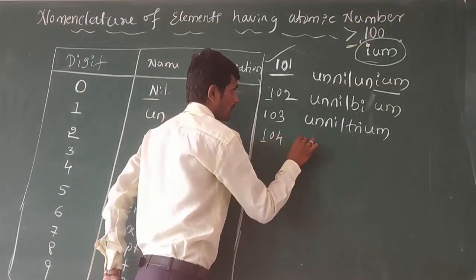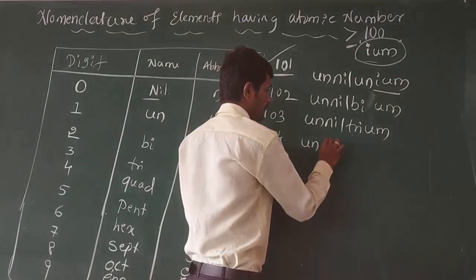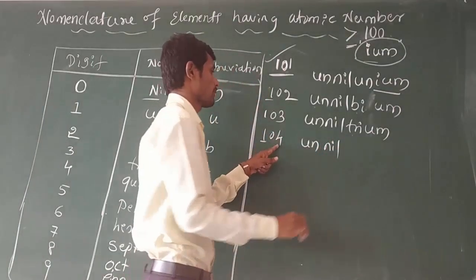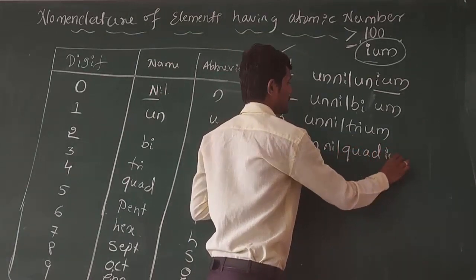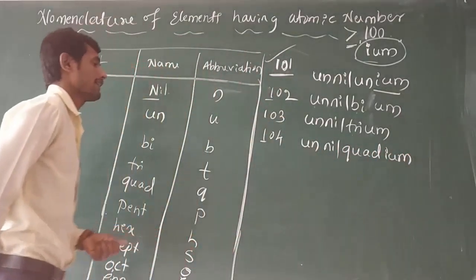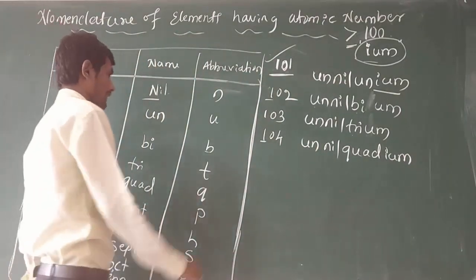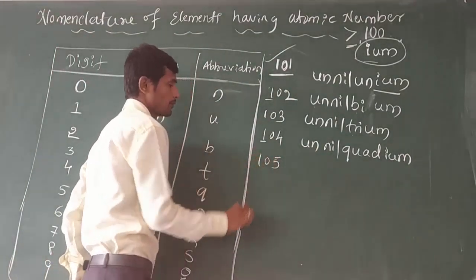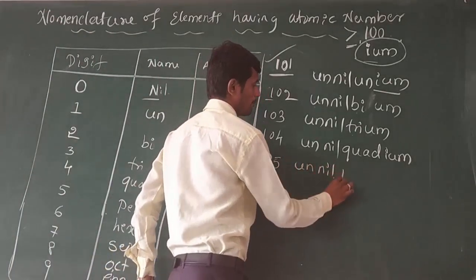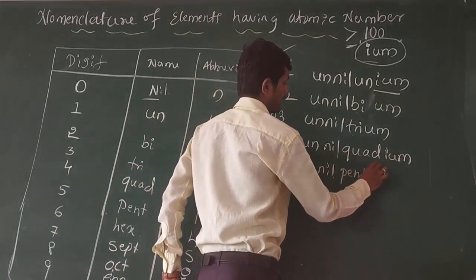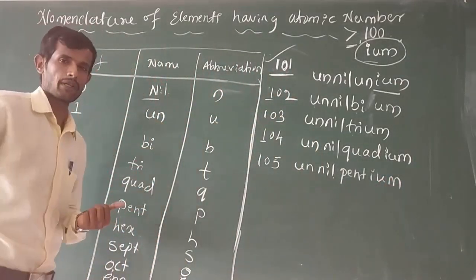1 is un, 0 means nil, 4 means quad. IUM. Unnilquadium. Next 105. Unnilpentium. Is it understood? You must remember this chart.